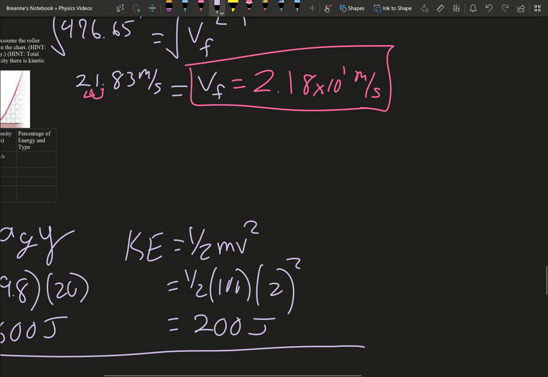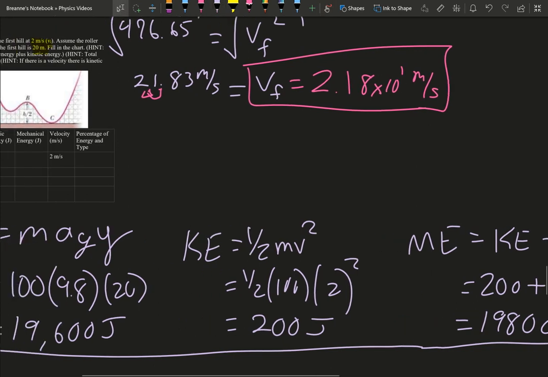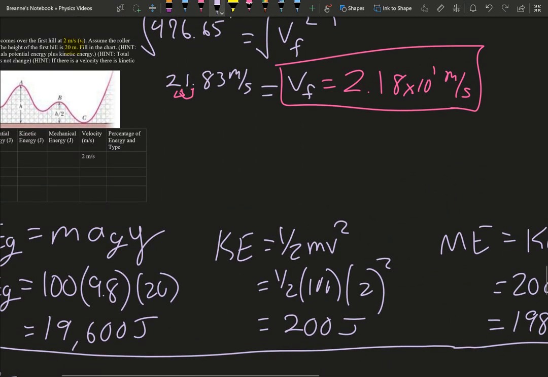So then to solve for our mechanical energy, remember mechanical energy is just your kinetic plus your potential. So you're just going to do 200 plus, what was it? It was 19600. You add those two together, and you just get 19800 joules. So that is your mechanical energy. What's so special about your mechanical energy? Because it's your total energy. It doesn't change. It doesn't change. So all of that is the same number.